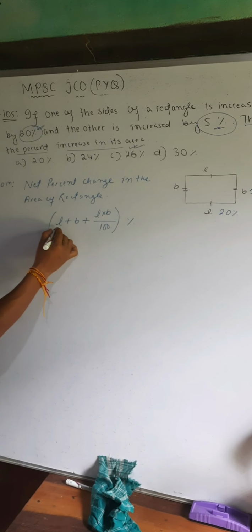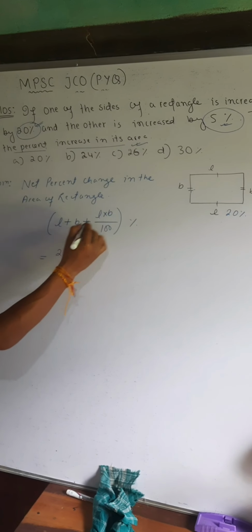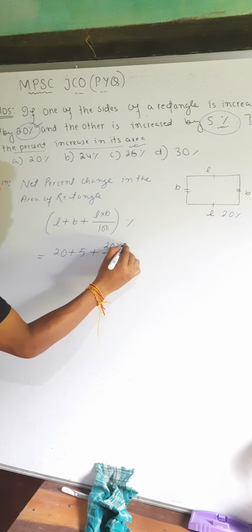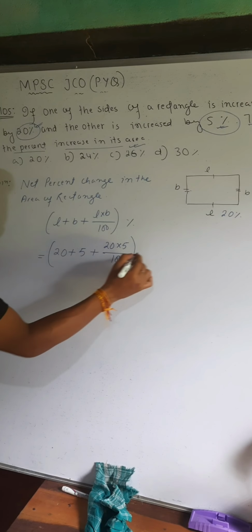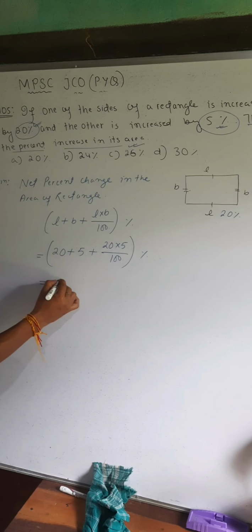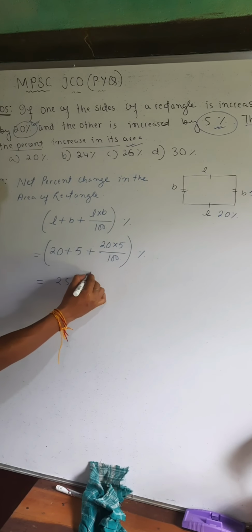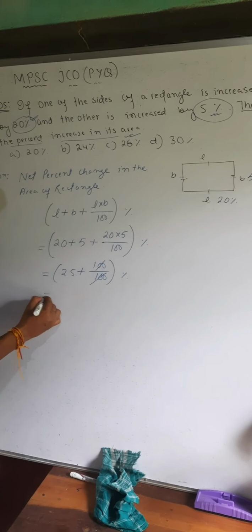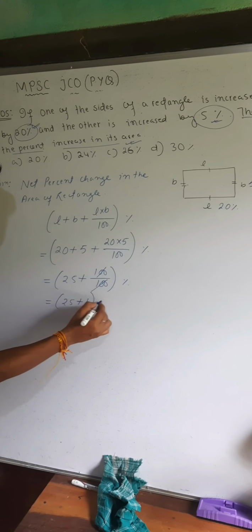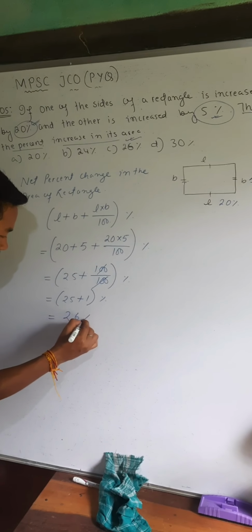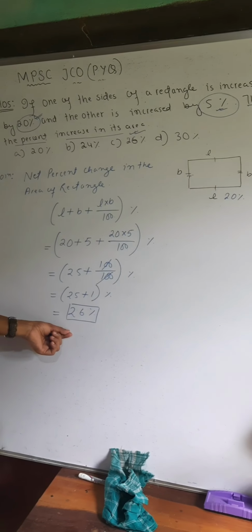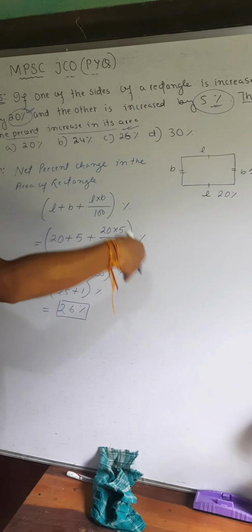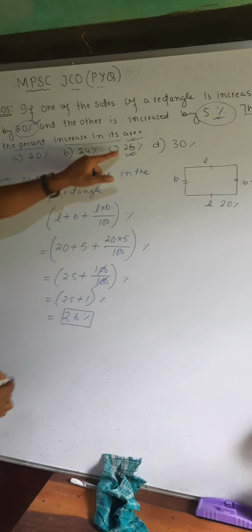So we can put the value, length is increased by 20% and breadth is increased by 5% plus length into breadth is 20 into 5 divided by 100 percentage. 20 plus 5, 25. 20 into 5, 100 divided by 100. 100 cancel. 25 plus 1 percentage, which gives us 26% is the total net percentage change in the area of a rectangle when length 20% and breadth 5% is increased. So this is the final answer, 26%.